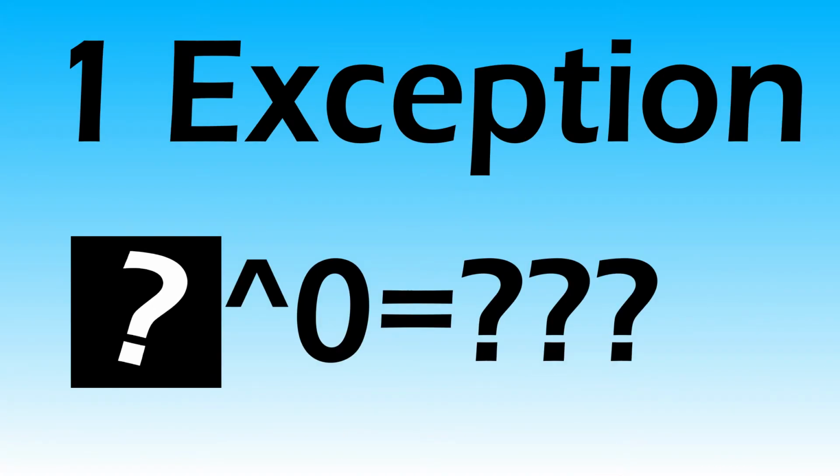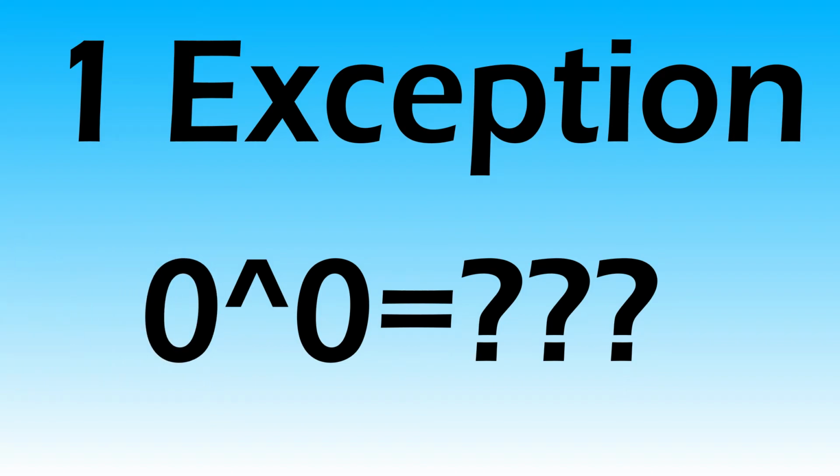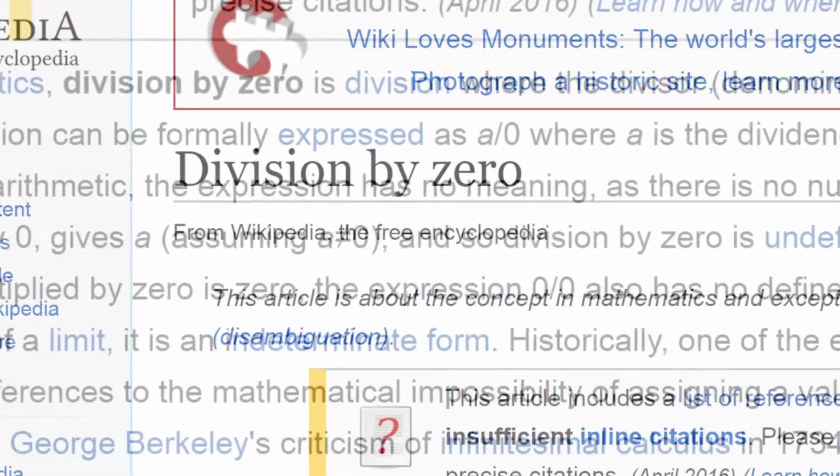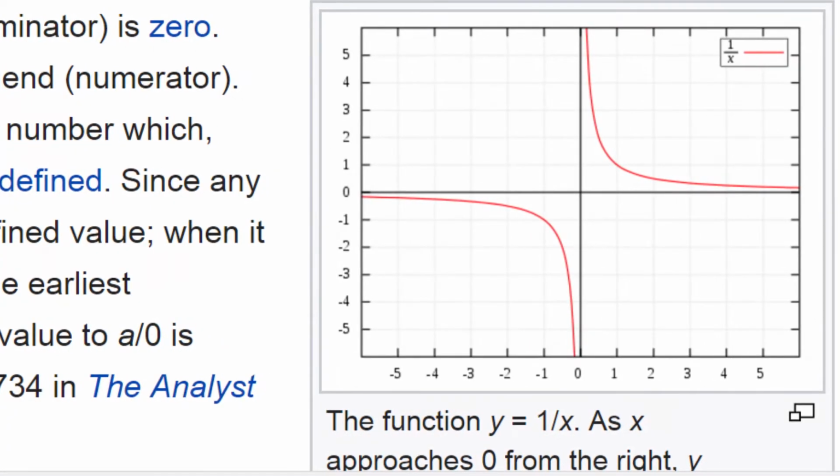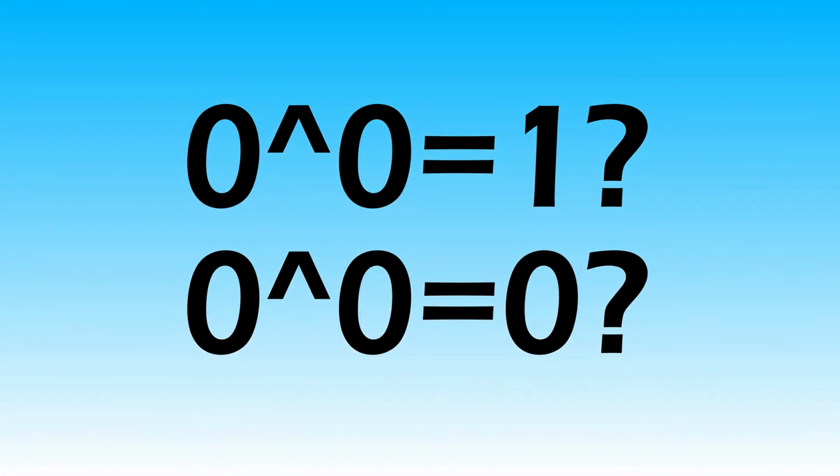Now there is one exception to this rule, one single number that when used as the base and sent to the exponent of 0 might not equal 1, and that number is the usual culprit, 0. As this video has shown, the number 0 has a tendency to overcomplicate things that should be simple, and it is still debated today among the world's leading mathematicians whether 0 to the power of 0 equals 1 or 0.